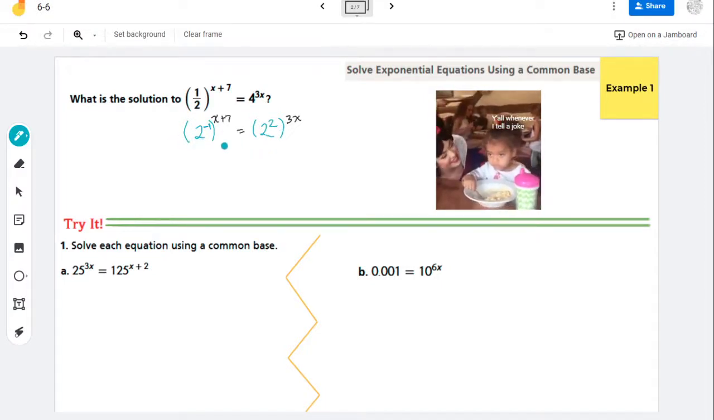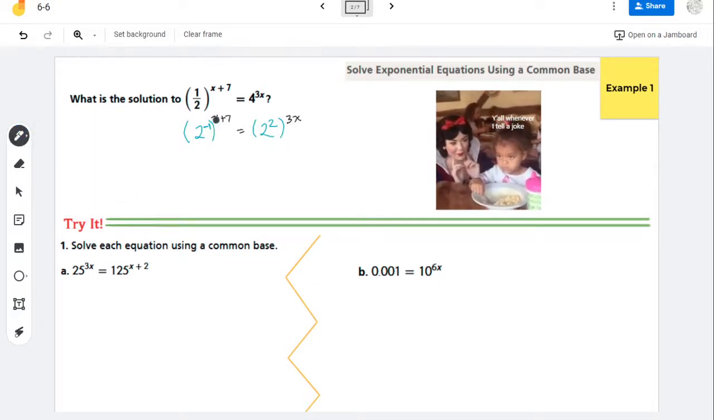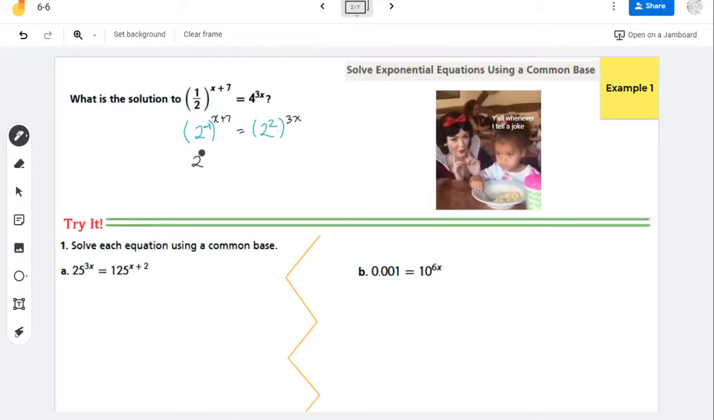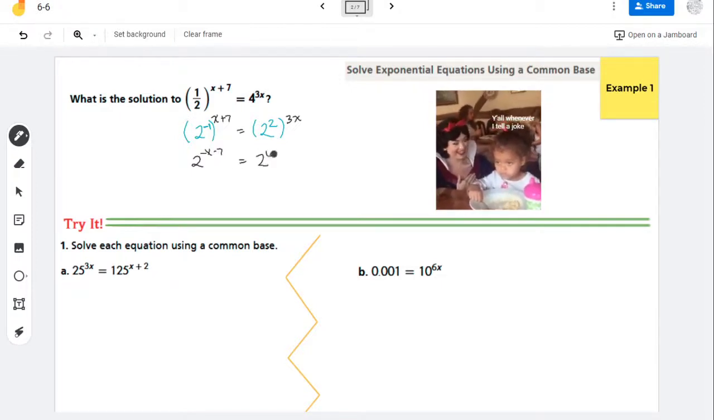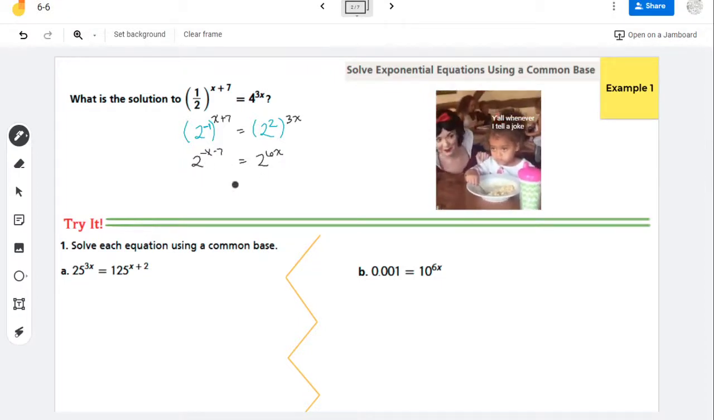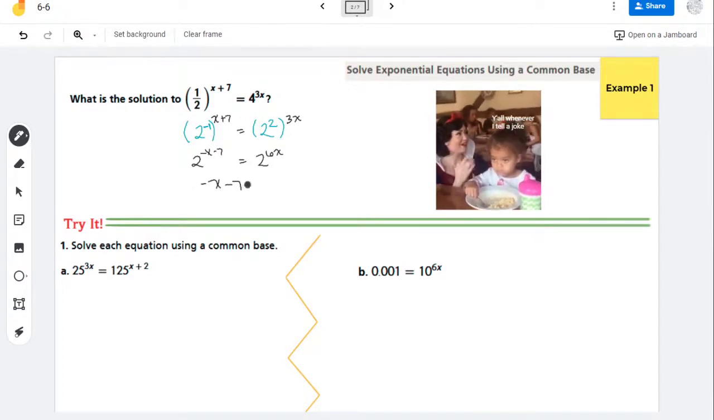So before I can get rid of the 2's to compare the exponents, I need to actually write the exponents as a single exponent. So I'm going to be using my power of a power rule to distribute the -1 and distribute the 2. Alright, so I have 2 to the negative x minus 7, and here I have 2 to the 6x. So really what I'm going to be doing on each side here is taking log base 2 to remove the 2's, but I could just set the exponents equal to each other.